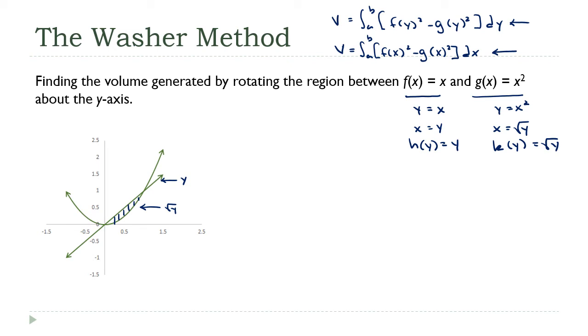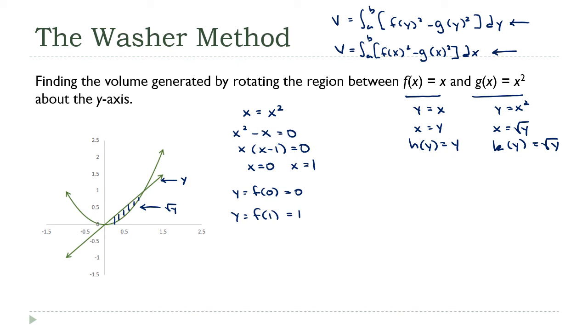And where do these two curves cross each other? Well, they cross each other where x equals x squared. You can do this with the y versions of the function. You're going to get the same answer either way. So this gives me x squared minus x equals 0, and you factor this, x times x minus 1, and we get the obvious results, x equals 0 and 1. Now these are x values. What are the corresponding y values? Well, f of 0 is 0, and f of 1 is 1. So in this case, they happen to be the same. I'm going to integrate from 0 to 1.